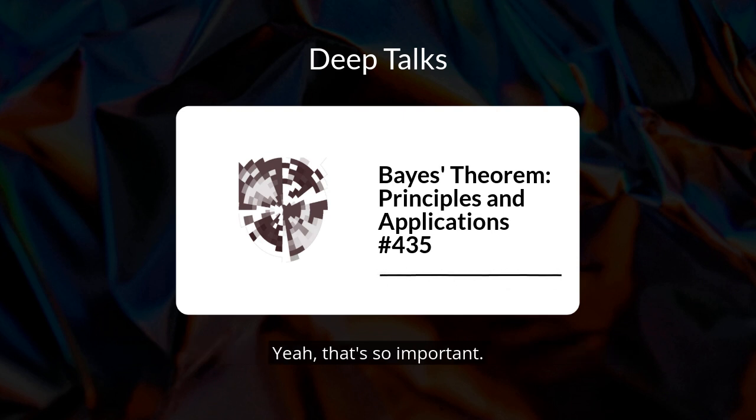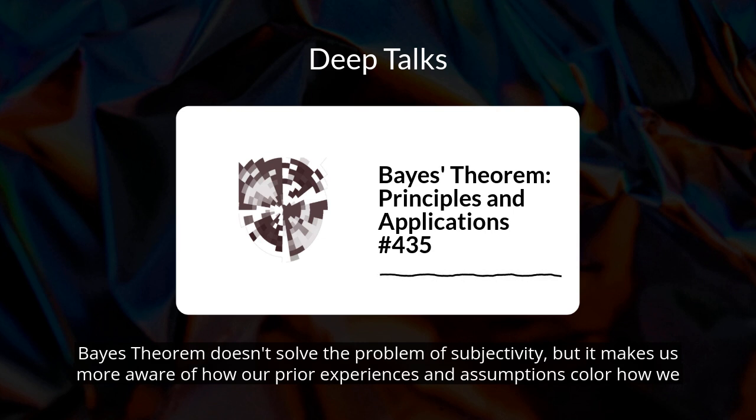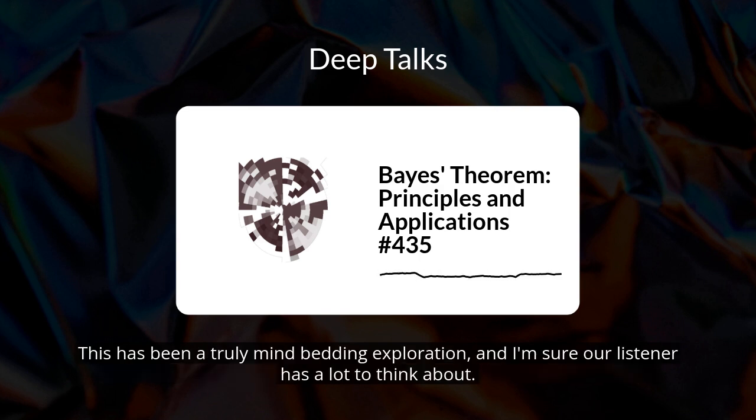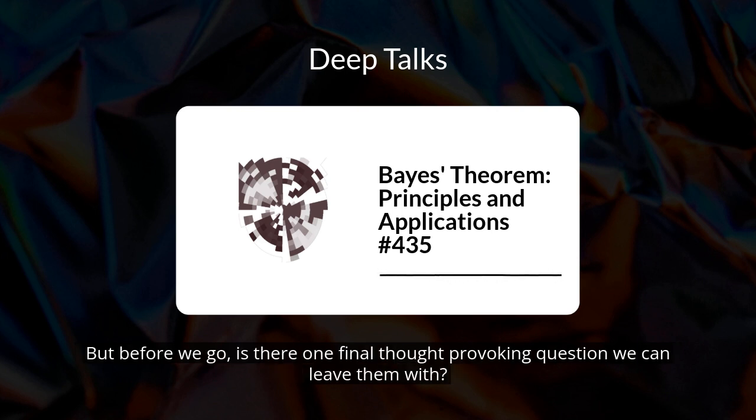Yeah, that's so important. Bayes' theorem doesn't solve the problem of subjectivity, but it makes us more aware of how our prior experiences and assumptions color how we see the world. And by making those influences clear, we can have more productive conversations about the evidence and what it all means. This has been a truly mind-bending exploration, and I'm sure our listener has a lot to think about. But before we go, is there one final thought-provoking question we can leave them with?